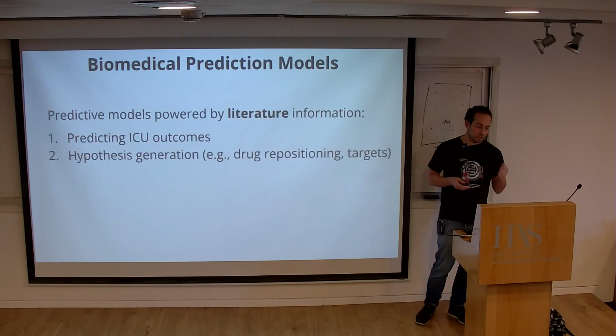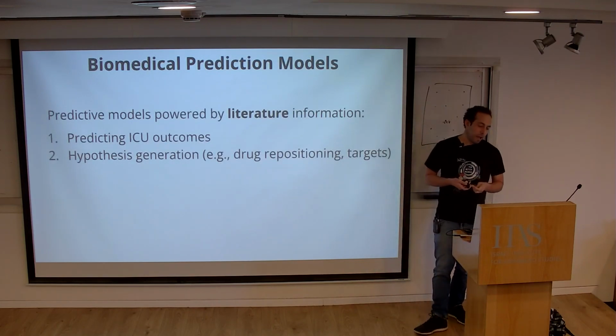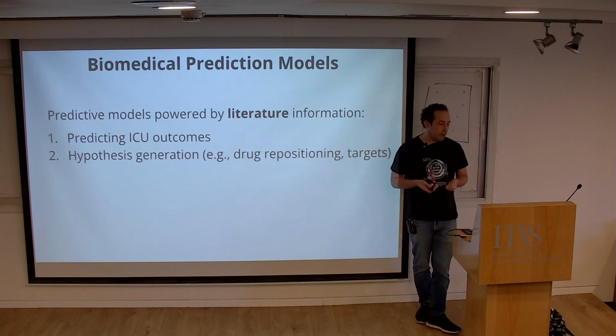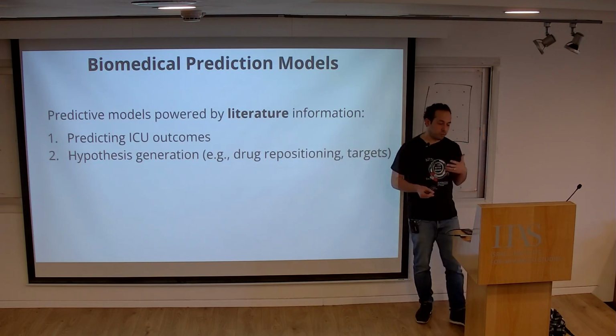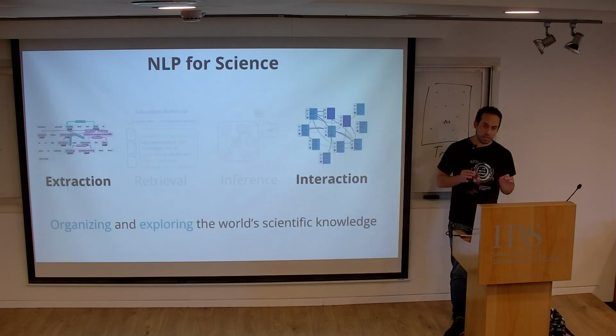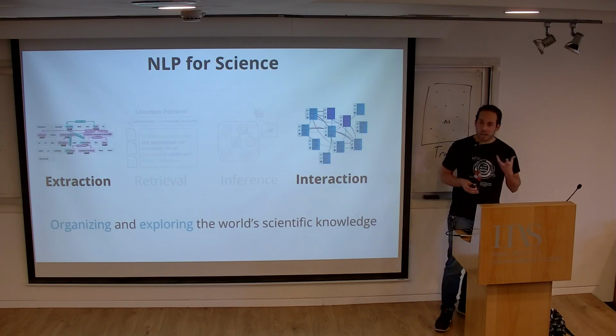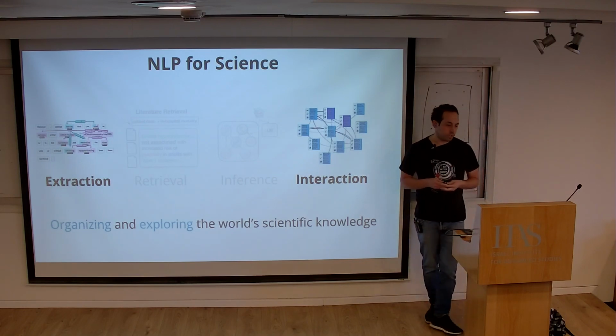I'll tell you about two systems and models that we've been working on that use the literature, use information in the literature to predict ICU outcomes of individual patients, and also for hypothesis generation, for example, for drug repositioning. But before that, let me briefly show you some examples for extraction and interaction, or in other words, organizing and exploring the world's scientific knowledge.